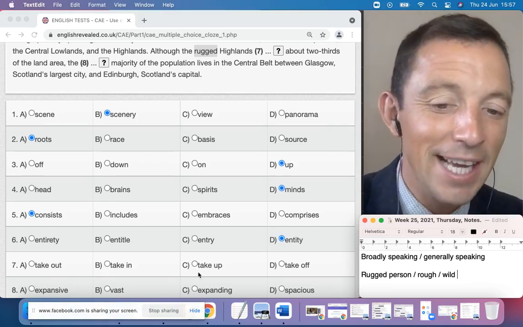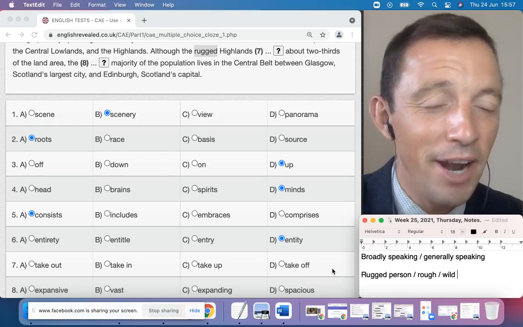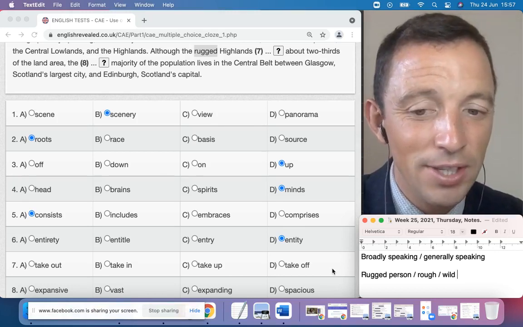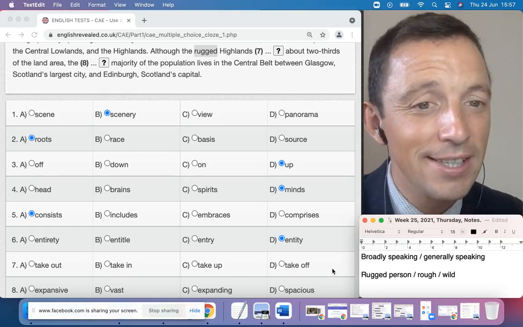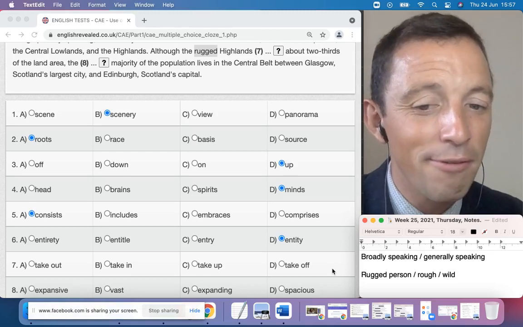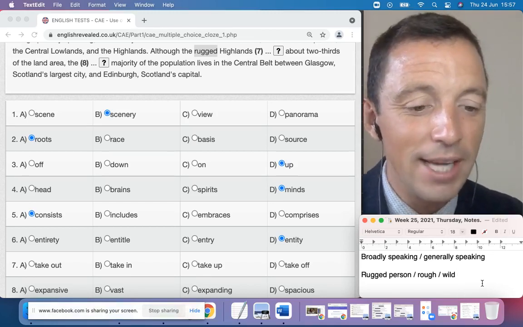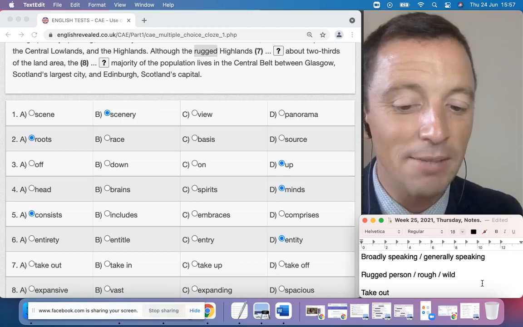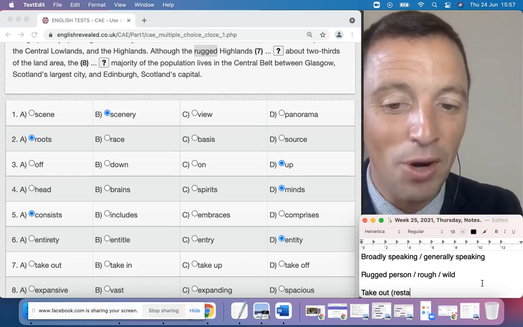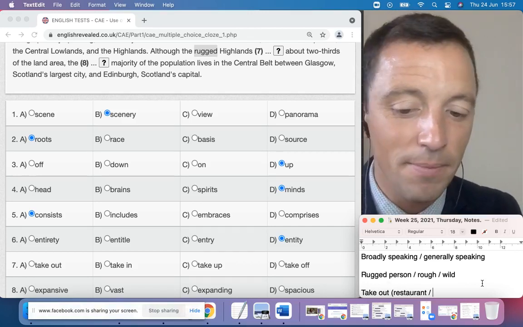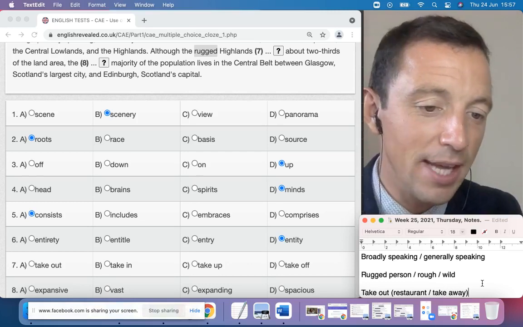Take out, take in, take up, take off. Very, very interesting question. Very, very interesting options. 4 phrasal verbs. Okay, take out is maybe in the restaurant. Take away, which is almost the same. Okay, take out, take away.